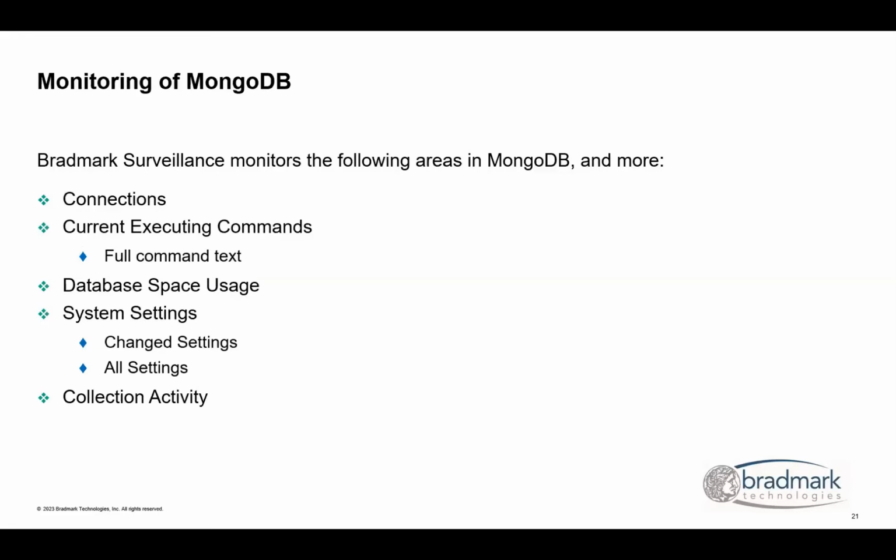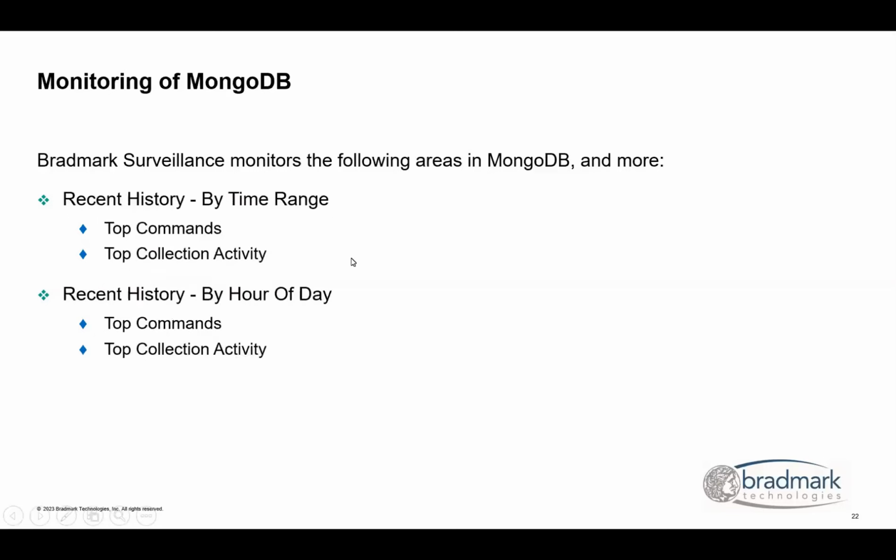We have information on connections, so all the information you'd expect: who's out there, what they're executing, where they're coming from. We have currently executed commands, another way of looking at the information, so we can see what's currently executing and see the full command text. We have database space usage information, the traditional what's filling up and how much is being used. We also have the settings in MongoDB. We can show the settings that are changed versus the default settings. And of course, collection activity to show where the hot objects are on the particular database, broken down by the different types of operations on those collections.